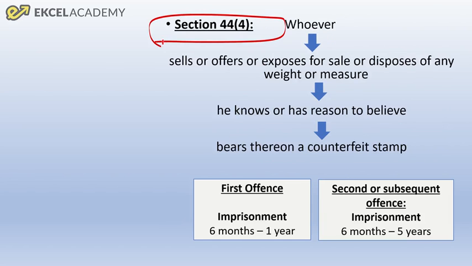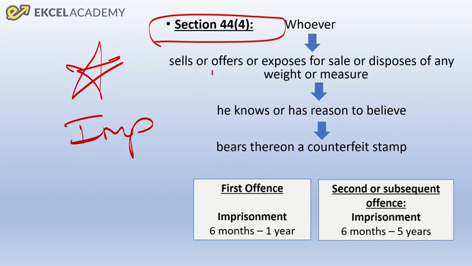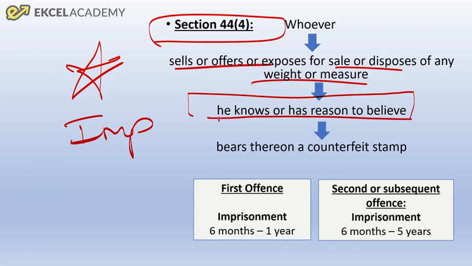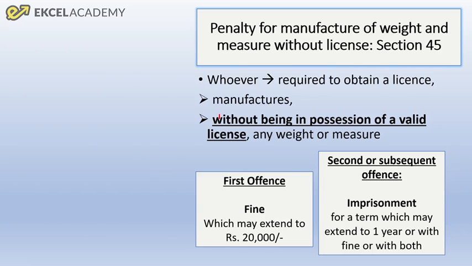Further in this section 44 subsection 4, please remember section 44, it is important for the exam. Here, whoever sells or offers to sell any of the weights or measures which he knows is not correct, which he knows is fake, which he knows is not as per the Legal Metrology Act, then again we have imprisonment. So there is no fine at all, direct imprisonment. It's a serious offense. Now we come to section 45.